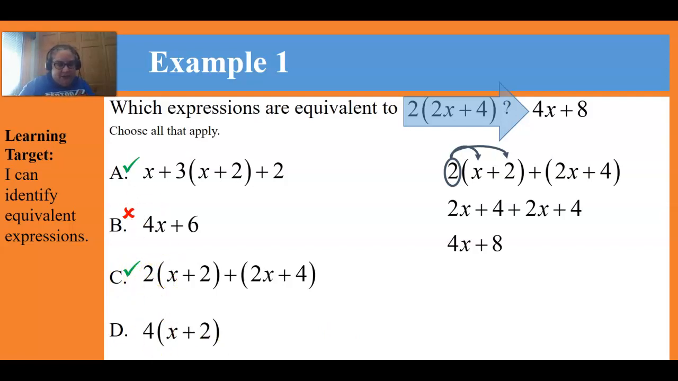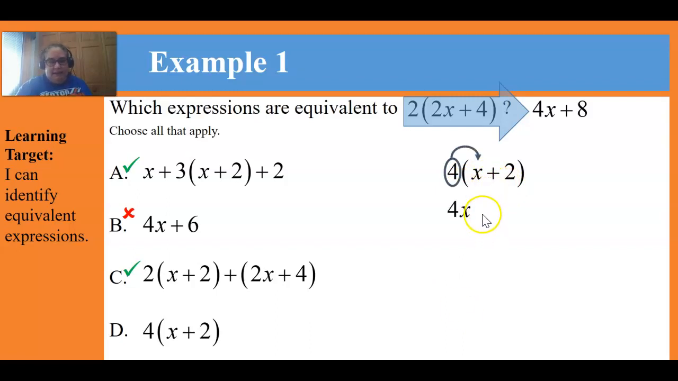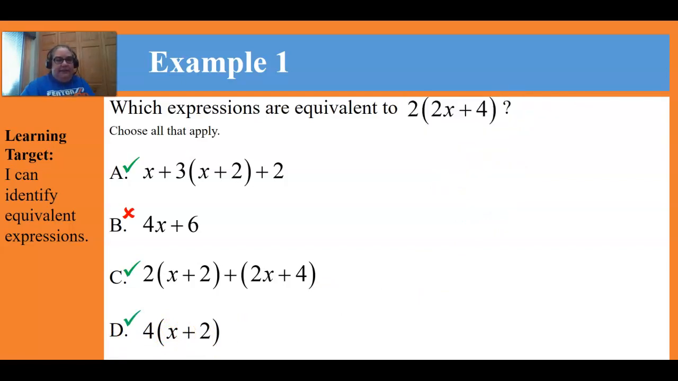Okay, so let's take a look at our last example. And again, we'll get some room to write. And here I think we're just looking at a straight distribution. So we'll multiply 4 times x for 4x. Whatever symbol's here is there, so that would be plus. And then we'll do 4 times 2 is 8. So yes, here we have 4x plus 8, 4x plus 8. When these are simplified, they are equivalent. So D is another positive answer.